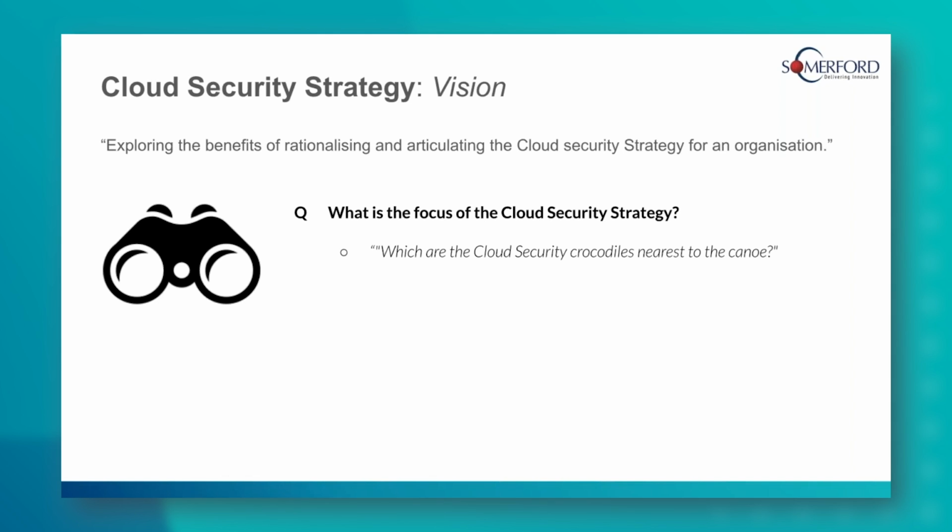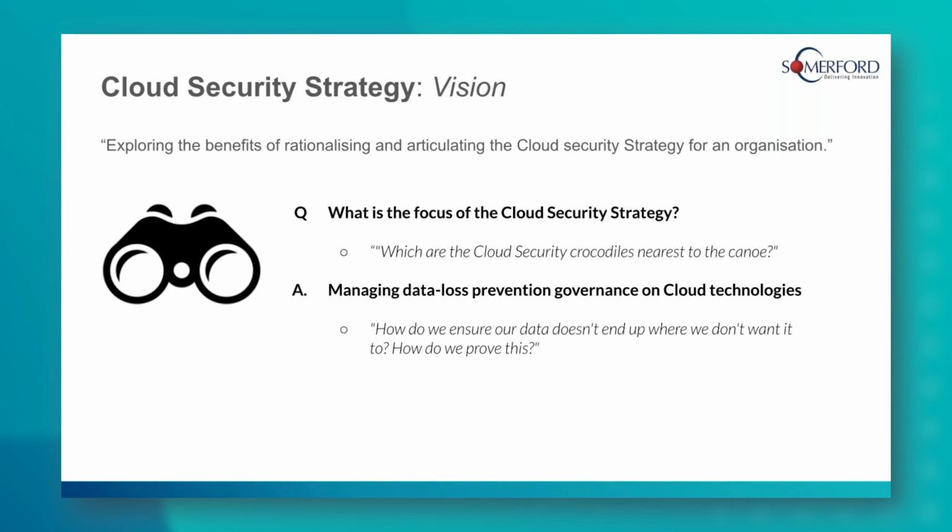So as I said, the answer to these might be, for example, okay, managing data loss prevention governance on cloud technologies. This might well be a staple line used across various different cloud strategy policies. But again, what does it actually mean? This really means, how do we ensure our data doesn't end up where we don't want it to? And not only that, how do we prove that this is happening? Because everything ultimately needs to be auditable.